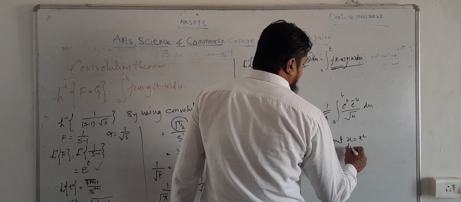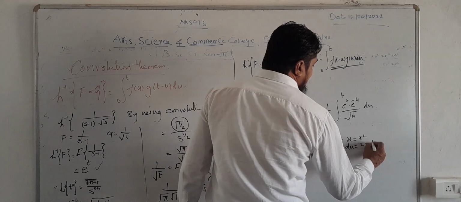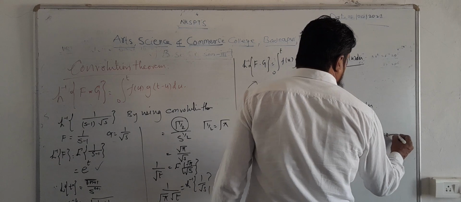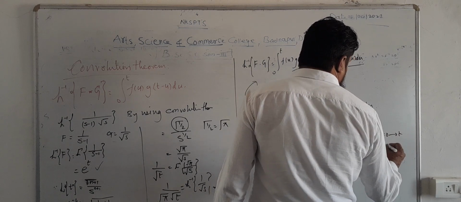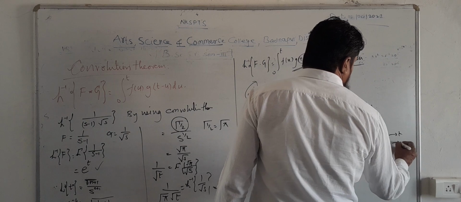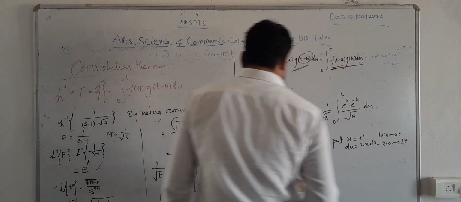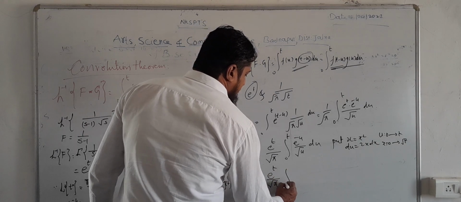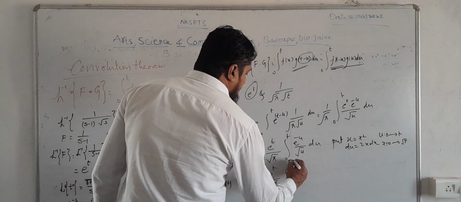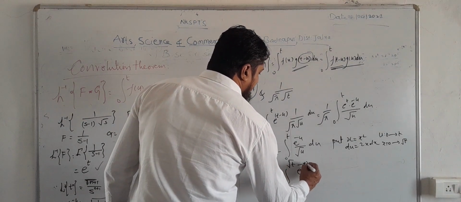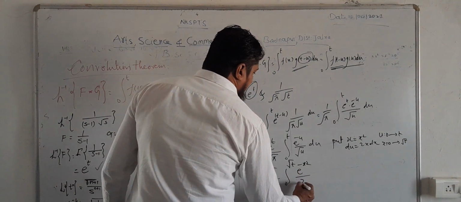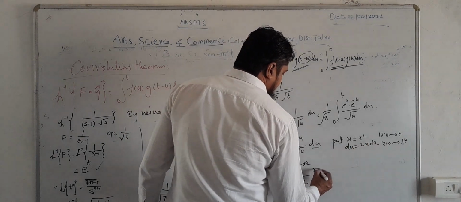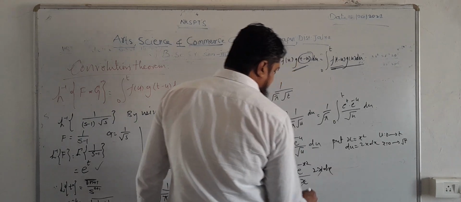So we will get du equals 2x dx. As u runs from 0 to t, x will run from 0 to root t. Correct? Therefore, it becomes e raised to t upon root pi, integral from 0 to root t of e raised to minus x square upon x, du will give us 2x dx, and x will cancel.